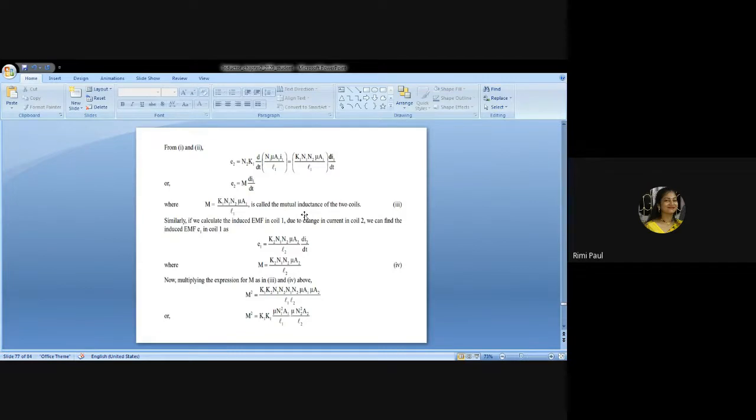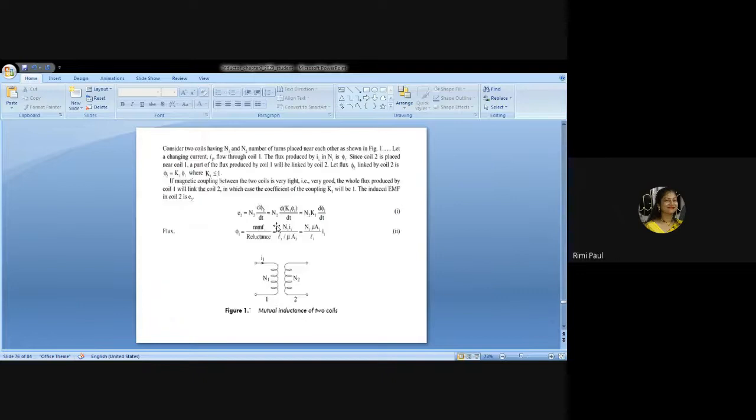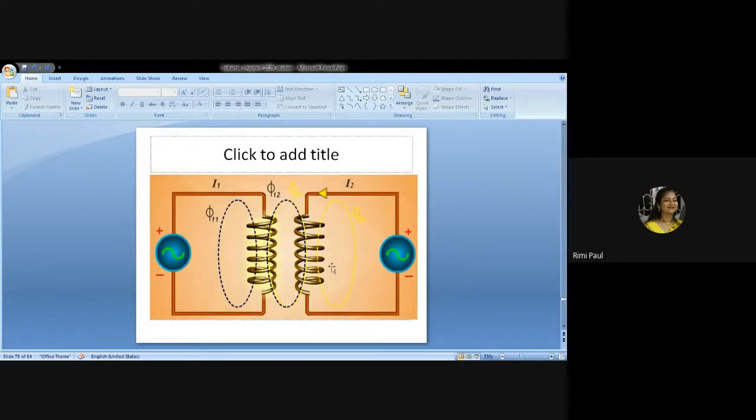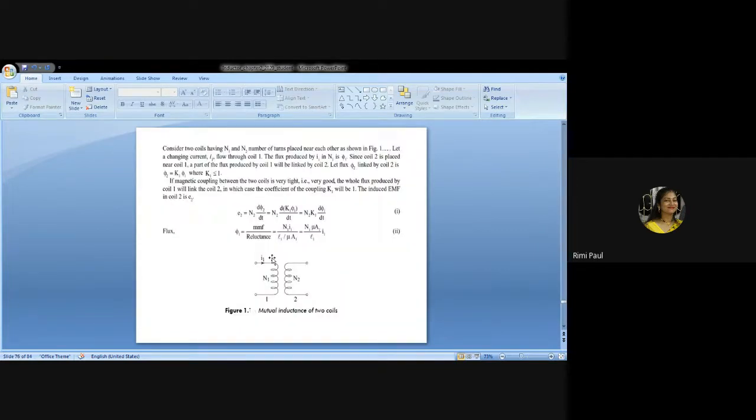Now if I calculate the induced EMF in coil 1 due to the change in current in coil 2, suppose I am giving supply here now, and due to this supply, due to this number of turns and current, the magnetomotive force is produced, and due to this MMF, the flux is produced, and part of the flux is now linked with this coil 1. Okay. So what will happen?